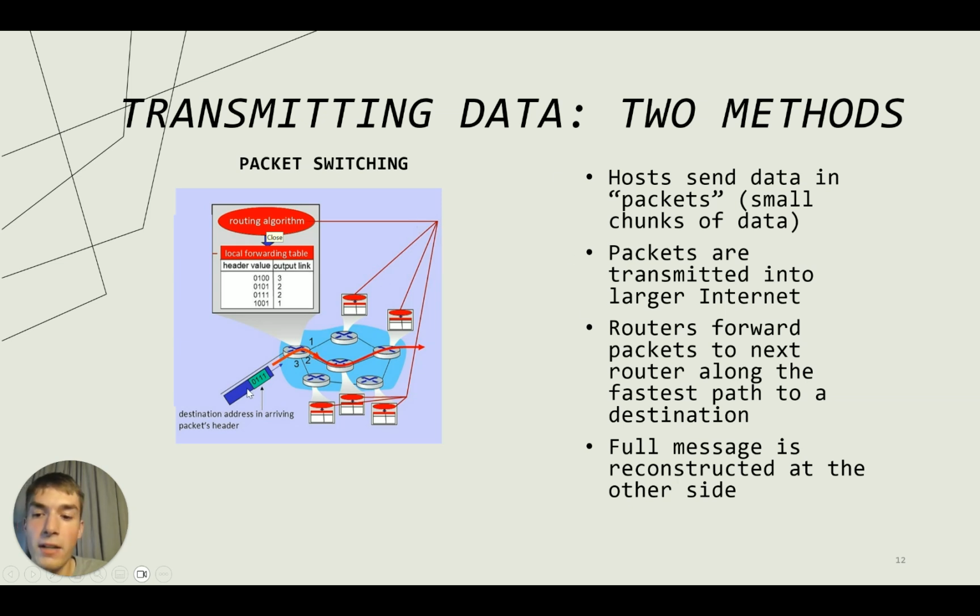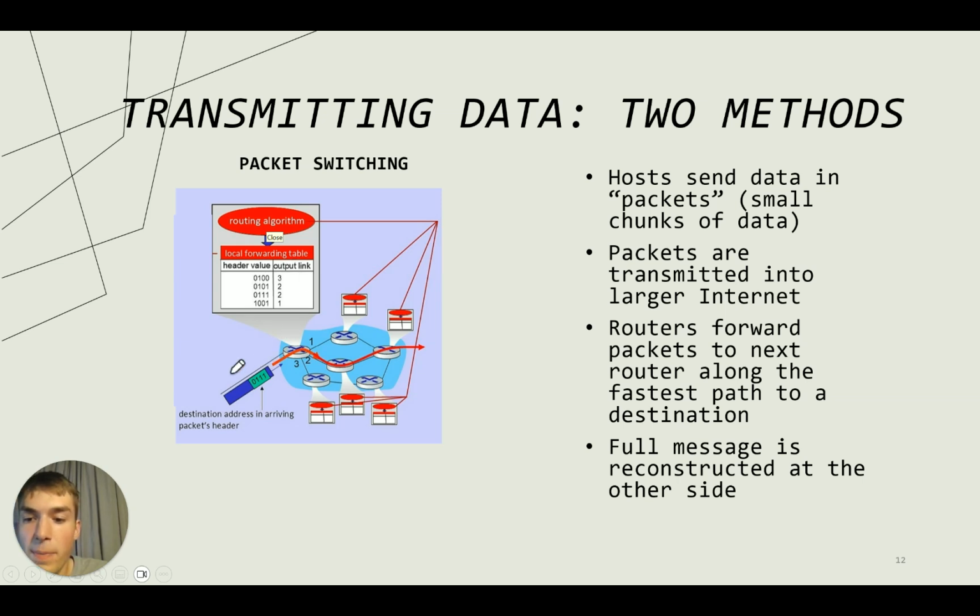And so these packets are transmitted into the larger internet, and at each router that the packet hits, the router is going to consult its local forwarding table. Now the router has input links and output links. And so the local forwarding table is going to read the destination address for the packet that's arriving to it. It's going to decide which output link it needs to send the packet on.